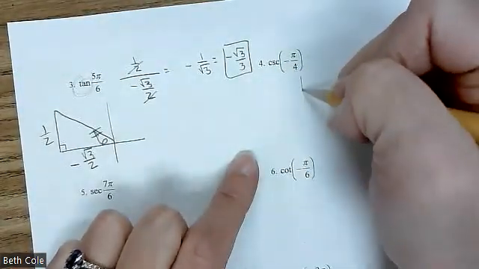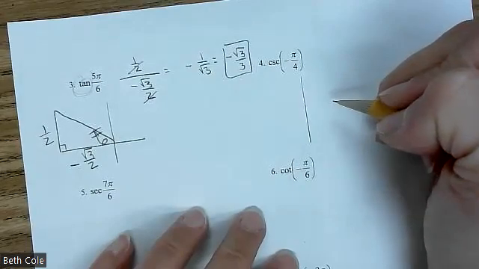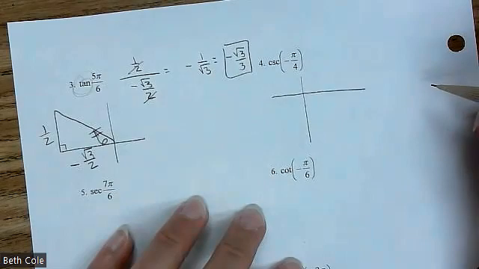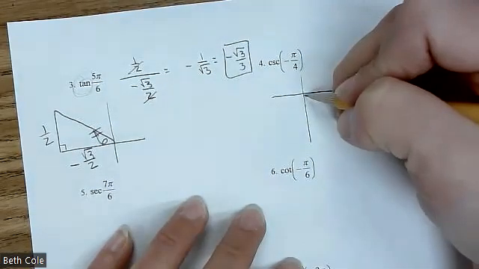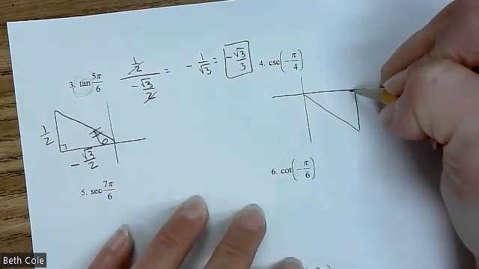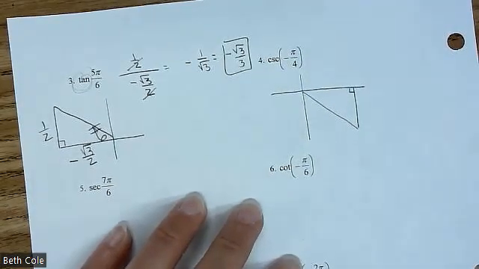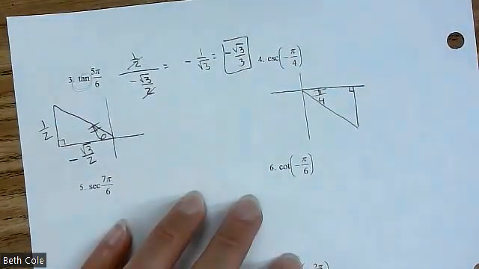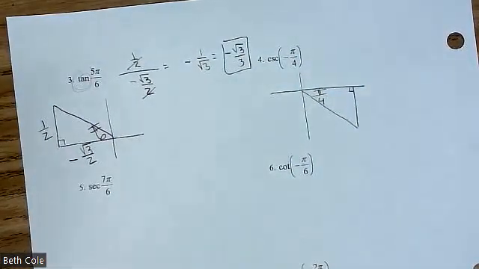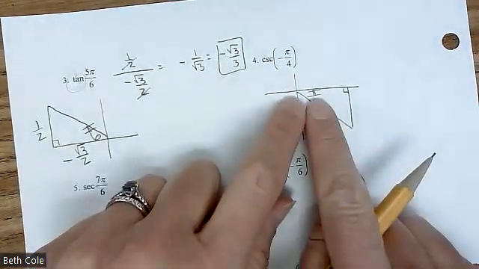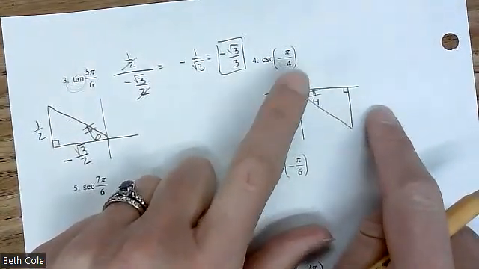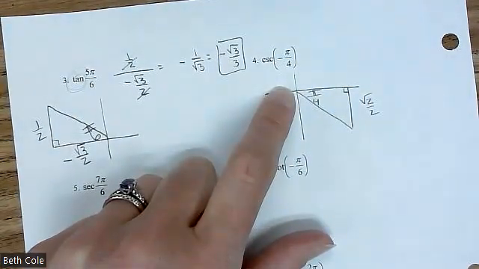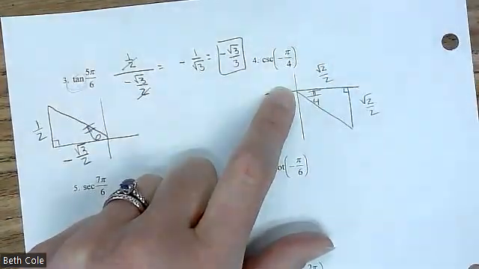Negative pi over 4. What quadrant is that going to be in? You went backwards a fourth. 4. Good. You went backwards a fourth. So your reference angle is pi over 4. A reference angle cannot be negative. What goes across from a fourth? It is square root of 2 over 2. That means the other side is also square root of 2 over 2.